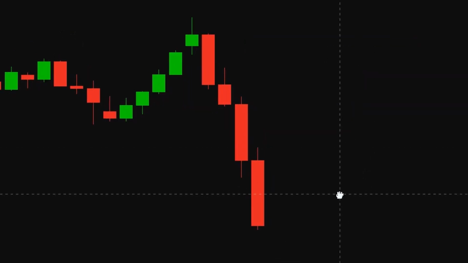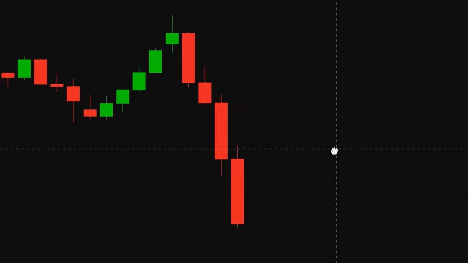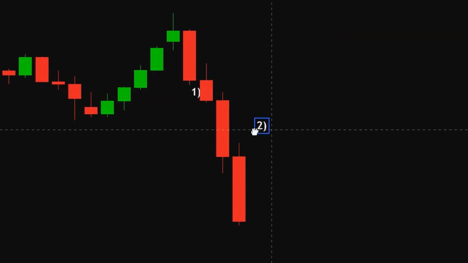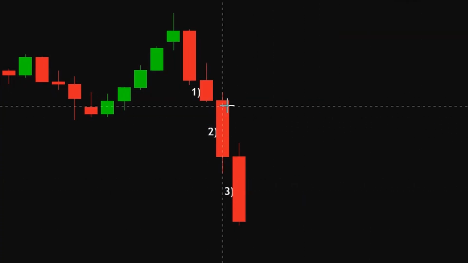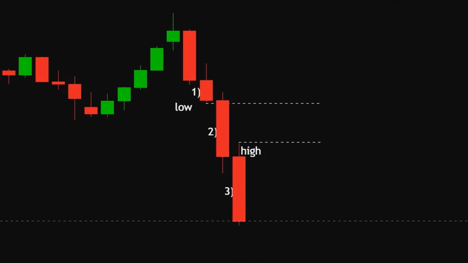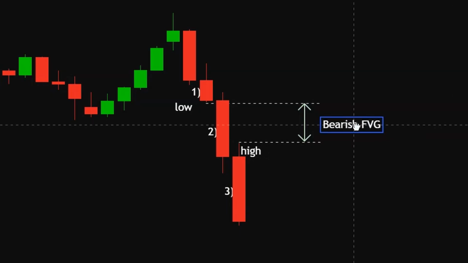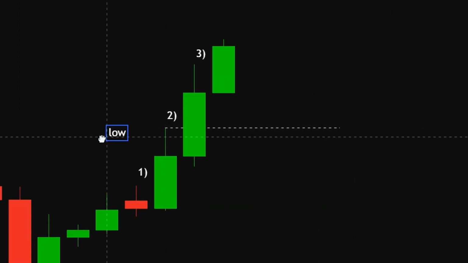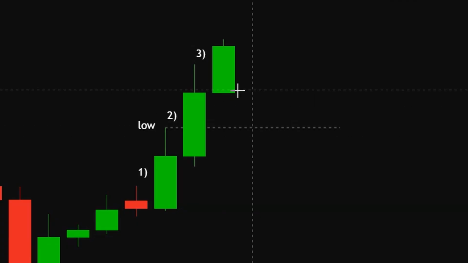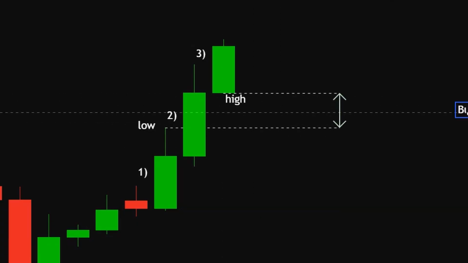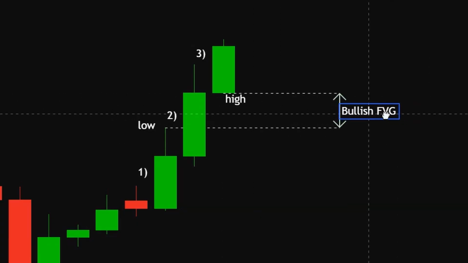The textbook definition most ICT traders use is this. Look at any 3 consecutive candles. If the low of the first candle is higher than the high of the third candle, that's a bearish FVG, price gap down. If the high of the first candle is lower than the low of the third candle, that's a bullish FVG, price gapped up. The actual gap, the fair value gap itself.